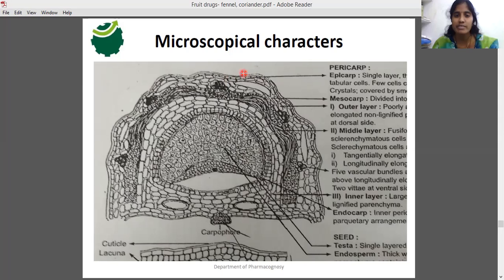That is why when we stain the section or crude powder with Sudan red solution, this cuticle also turns red. One important character here is that these epicarp cells have calcium oxalate crystals. Some cells of the epicarp have calcium oxalate crystals. Below the epicarp is called the mesocarp.